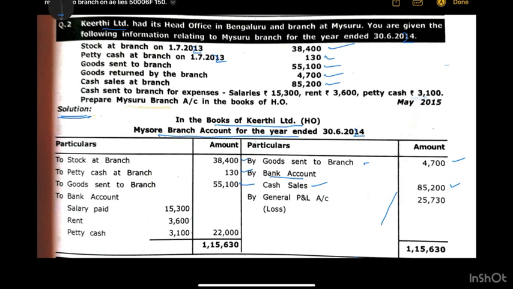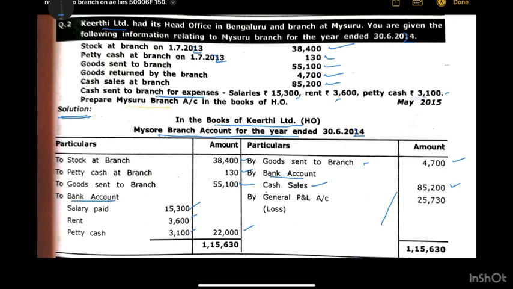So if it is given, it has to be recorded on the credit side after the sales, but it is not given here. And they are given certain expenses which are paid by the head office. So we'll take it as a bank account. Which are the expenses? Salaries 15,300, rent 3,600, and petty cash 3,100. Together it becomes 22,000. Expenses are to be taken on the debit side.